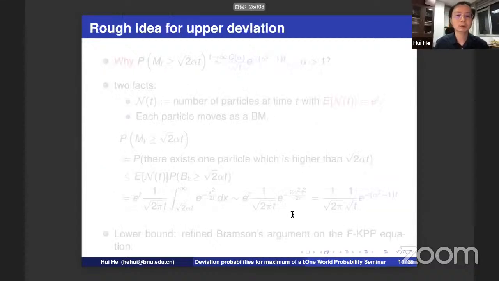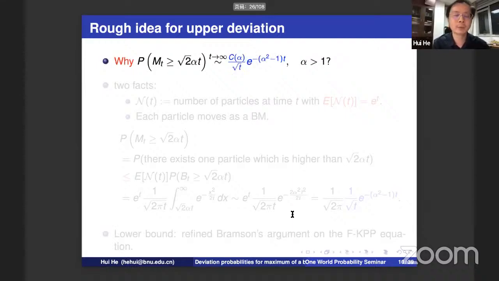So next, I would like to give a rough idea about this upper deviation probability, that is, why, as t goes to infinity, this upper deviation probability decays at this rate. Here I replace the constant by C_α. This means the constant depends on α, okay, for α larger than 1. And we need two facts for this result.